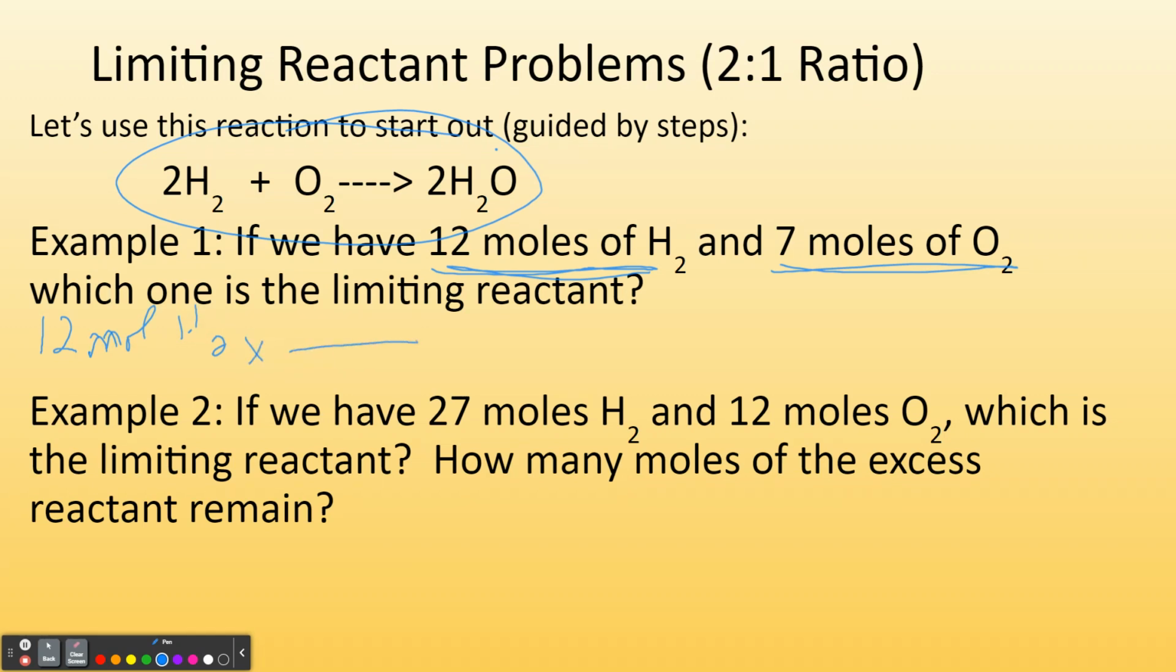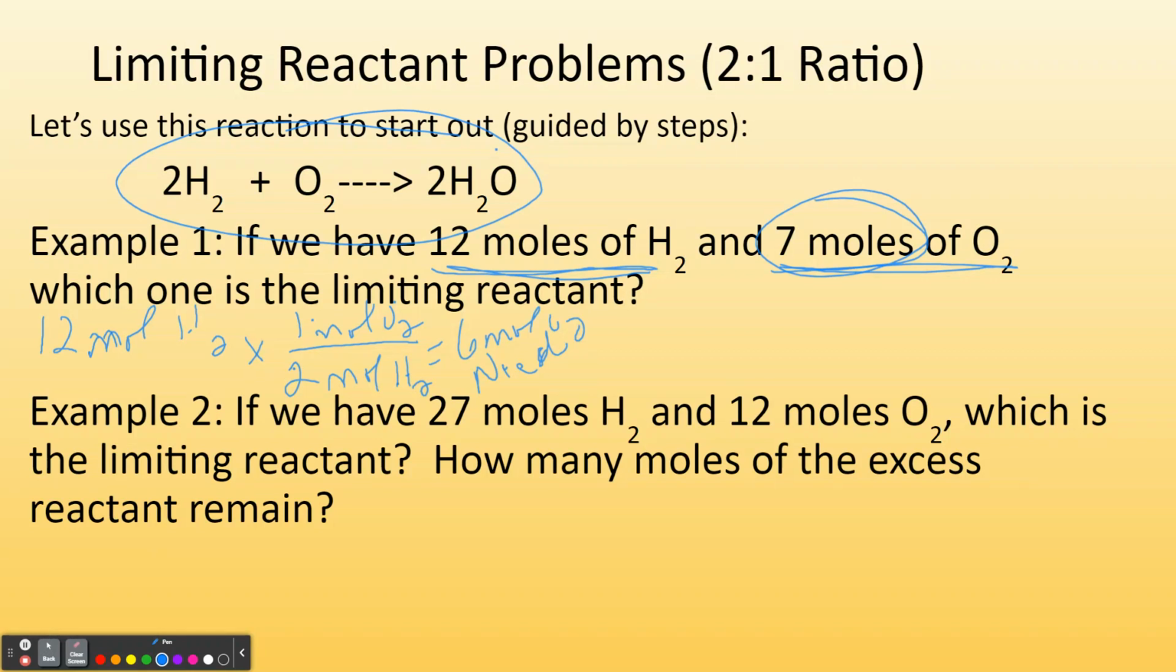When we compare it to our other reactant in our balanced equation, we put what we have on the bottom. So we have 2 moles of H2 for every 1 mole of O2. That's what it says in our reaction. So we would need 6 moles of O2. We have that, right? We have 7 moles. So we have excess oxygen.